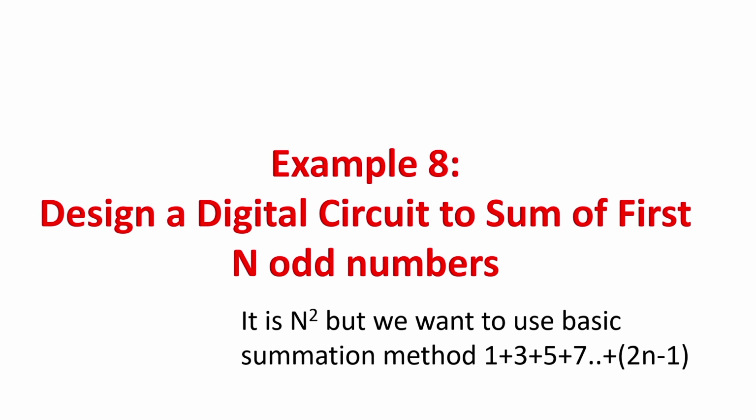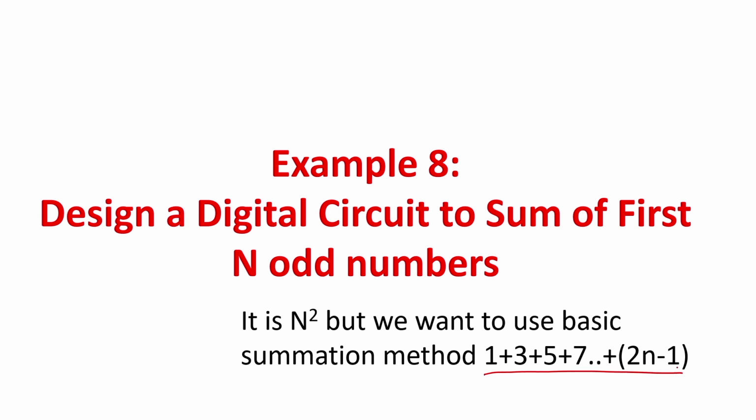So, let us design a digital circuit to sum the first n odd numbers. Clearly we can do it with 1 plus 3 plus 5 plus 7 up to 2n minus 1. This result is n square. But we want to use a basic method in this case. We are not doing n square, we are doing something very basic. We will use the summation method, so we will sum 1, 3, 5, 7 up to 2n minus 1.